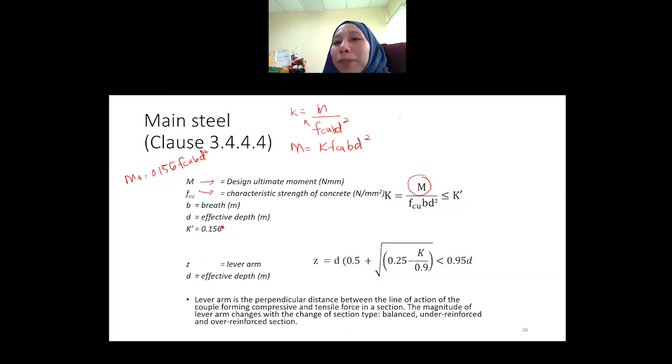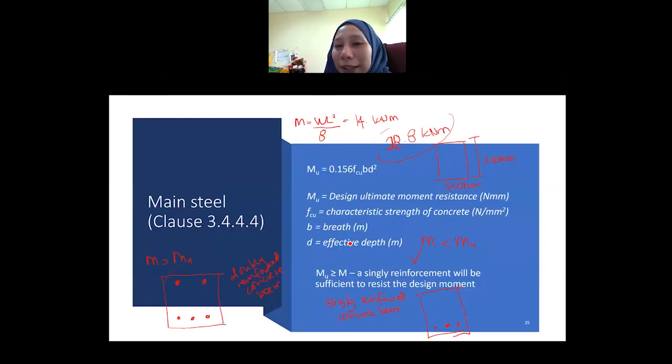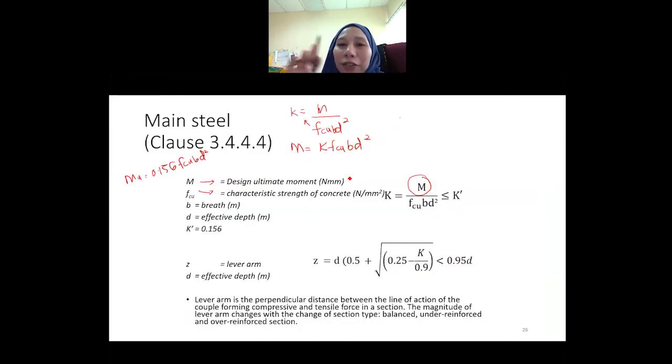We must make sure K is less than 0.156, because 0.156 is actually the maximum value. Using this size, this is the maximum the beam can support if you want to design it as a singly reinforced concrete beam. If you want to design it as doubly, that is a different story. But in our syllabus, we must make sure K is less than K prime, or M is less than MU.